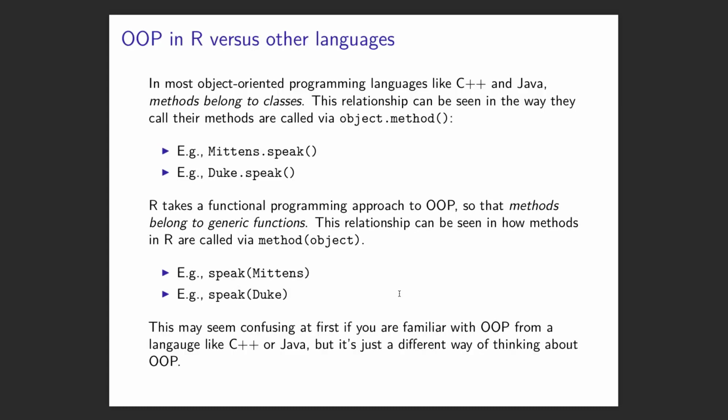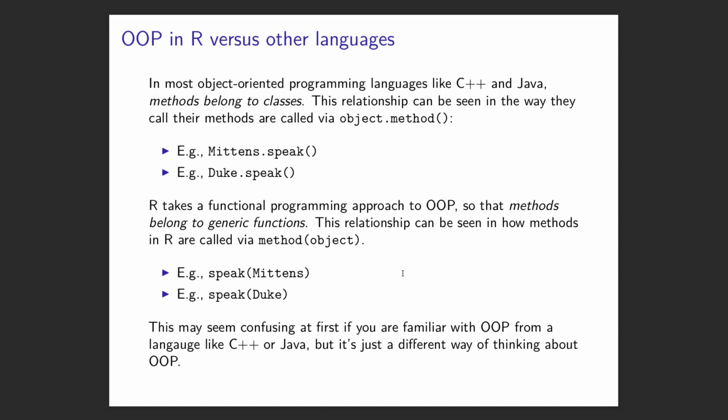Now at this point, one of the differences between object-oriented programming in R and in other languages like C++ or Java or Python, if you're coming from those, is that these methods, so speak for cats and speak for dogs, belong to the generic function speak rather than to the classes Mittens and Duke. The way that you would typically call methods in C++ or Java or Python would look something like this: mittens.speak, duke.speak, where you have the object associated with a class and you call that class's method.